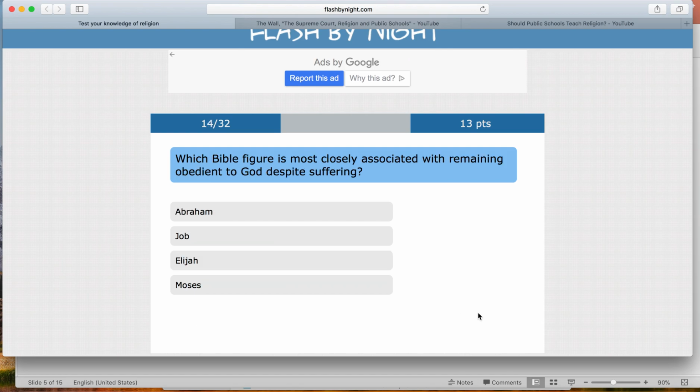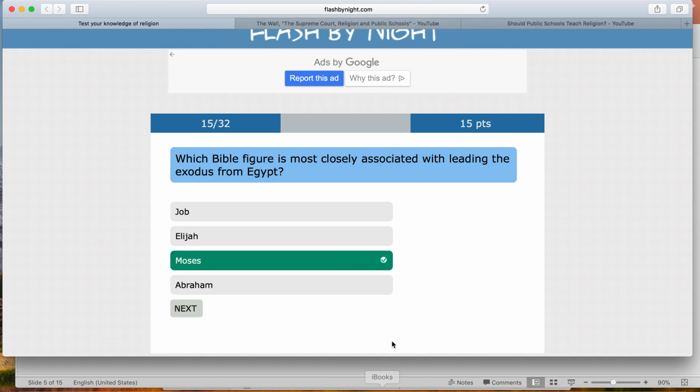All right, next one. Which Bible figure is most closely associated with remaining obedient to God despite suffering? Is it Abraham, Job, Elijah, or Moses? If you selected Job, you'd be correct. For our next one, which Bible figure is most closely associated with leading the Exodus from Egypt? Would that be Job, Elijah, Moses, or Abraham? If you selected Moses, you would be correct. Remember, he parted the Red Sea to help them escape.